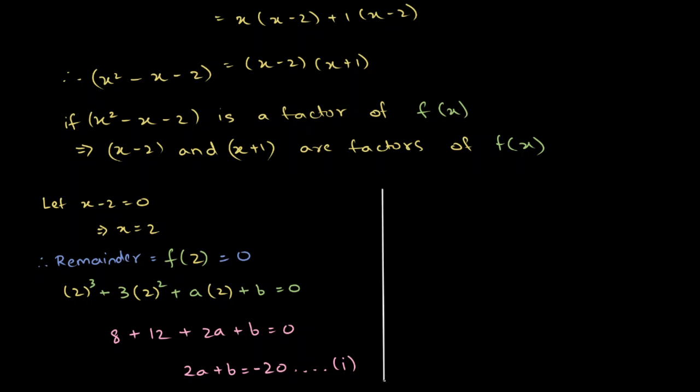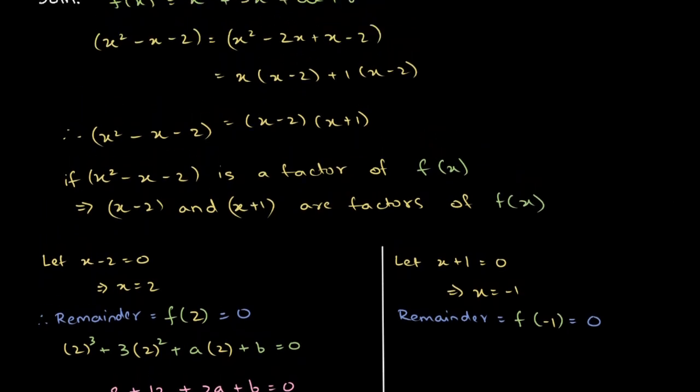Let's split our space into two so that you can see the parallels here. First we considered: let x minus 2 be equal to 0. Here we will consider: let x plus 1 equal to 0. This gives me the value of x as minus 1. And again, since we know it's a factor of f of x, we can say that the remainder, which is equal to f of minus 1 this time, is equal to 0 because it's a factor. So let's figure out the value of f of minus 1.